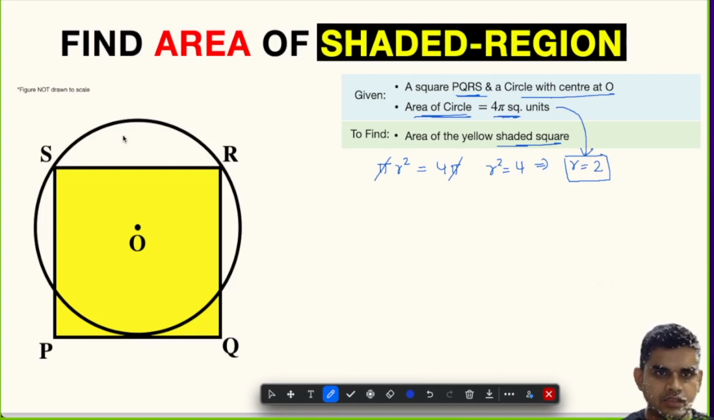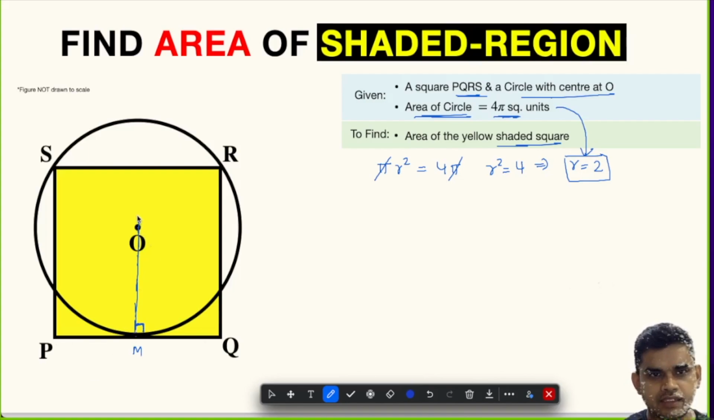Now, if we look at this figure, PQ is a tangent to this circle and O is the center. So if we draw a line from O to the point of contact, let this point be M, this line segment OM will be perpendicular because it is a theorem. According to this theorem, at the point of contact, if we draw a line from the center to the tangent, then this is 90 degrees.